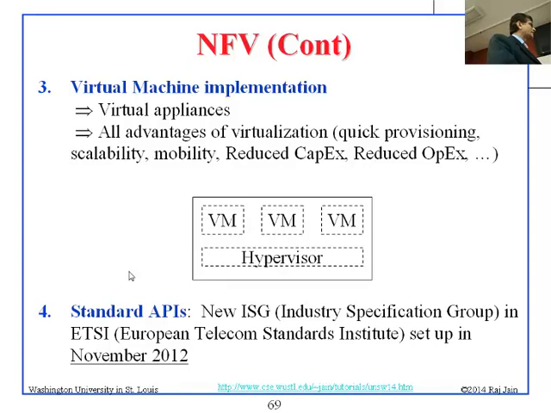In November 2012, ETSI started work on this. The idea is that they will standardize the APIs for these virtual machines. So you can buy machine one from anybody and machine two from another person, and they could talk to each other if the API is standard.